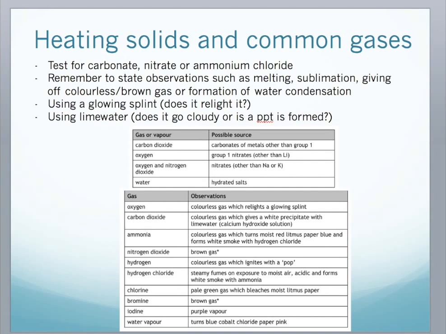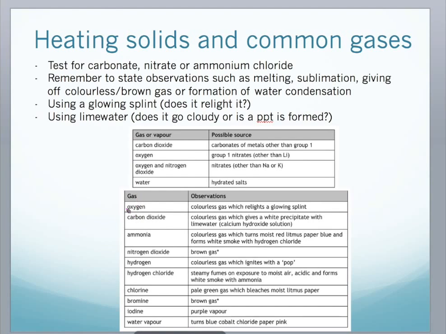You can then also be asked to use a glowing splint, and the question is, does it relight? You could also be asked to use lime water if it goes cloudy, or whether there is a precipitate forming. So for example, if you have carbon dioxide, you possibly can have a carbonate from group 1. Oxygen will probably be a group 1 nitrate, and things like that. And the tests to confirm what kind of gas you have are shown down here.